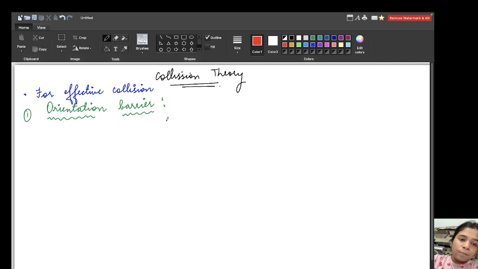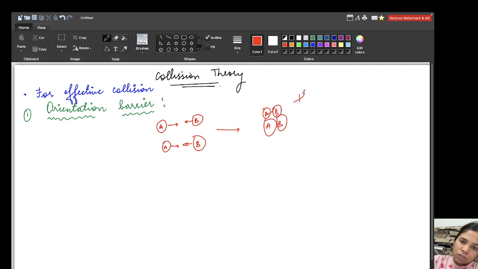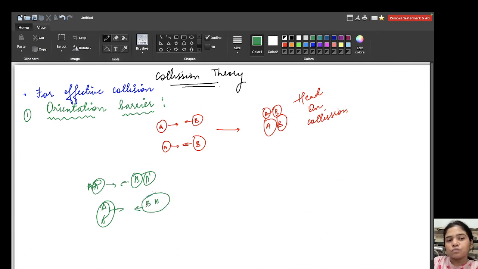So the first thing is there should be head-on collision. Suppose there is an A molecule and a B molecule, both heads colliding together to give you the product. This is my product, suppose. So there should be head-on collision. If your molecule is lying like this or this, not effective. If it's like this or this, not effective. So the first thing in collision theory is that your molecule should have proper orientation.